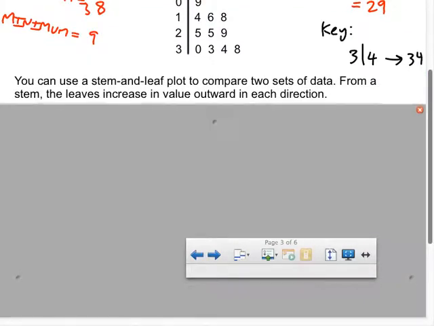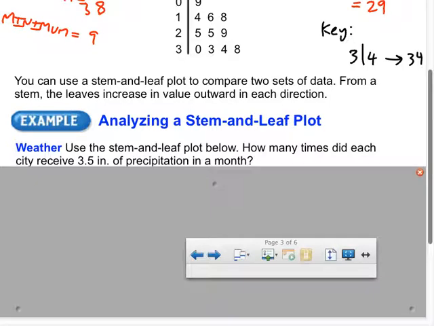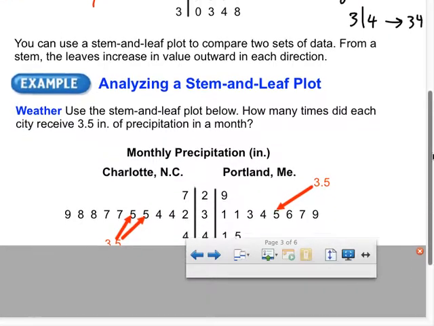Let's go ahead. You can use a stem and leaf plot to compare two sets of data. From a stem, the leaves increase in value outward away from the stem. Okay? So we're talking about double stem and leaf plots. So let's take a look at this double stem and leaf plot. We're going to analyze two data sets. Weather: use the stem and leaf plot below. How many times did each city receive 3 and 5/10 inches of precipitation a month? So I'm going to go ahead and reveal the double stem and leaf plot, and we're going to talk about this a little bit.